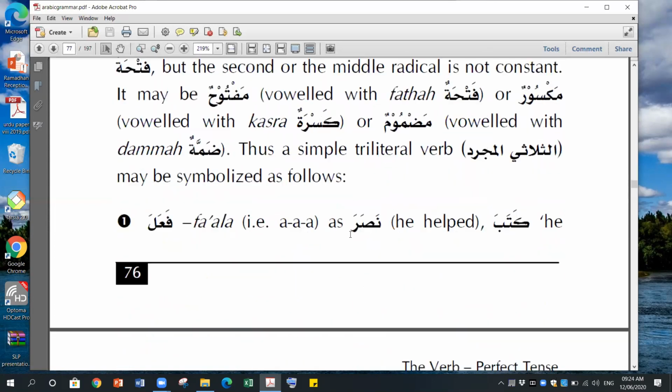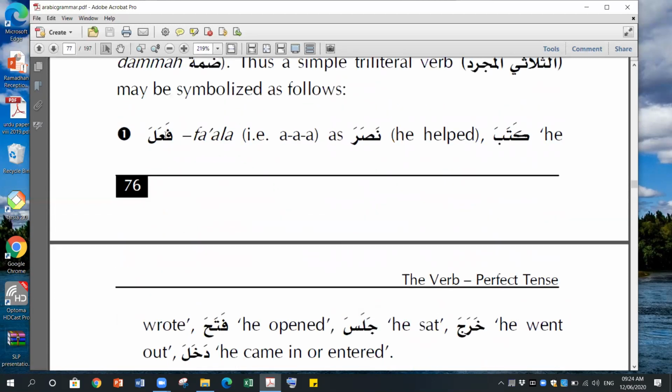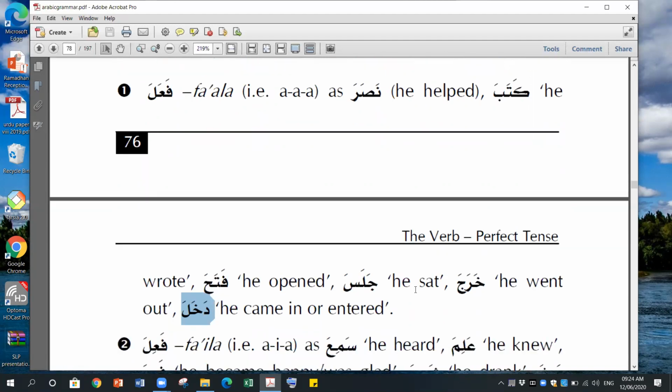The first pattern could be fa'ala. What does it mean? That all 3 letters have fatha. So it can be fa'ala: nasara, kataba, kharaja, jalasa, fataha, dakhala. Can you see? They are all on this pattern, all 3 letters have fatha on them. This is one pattern.